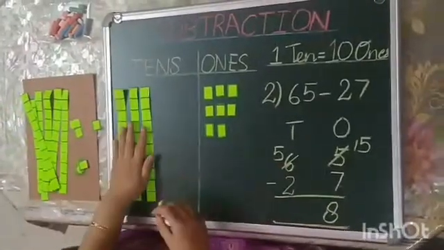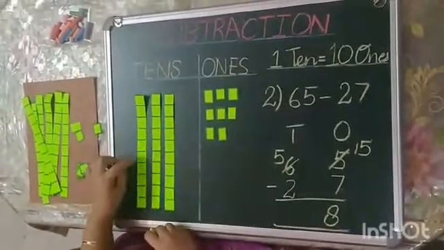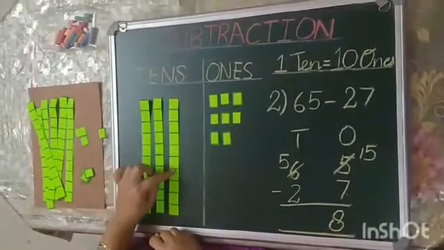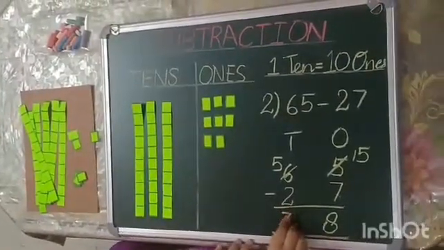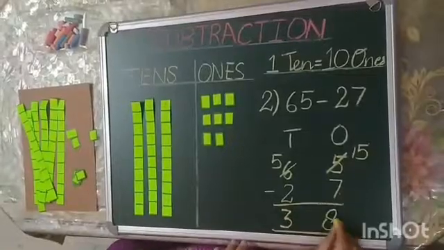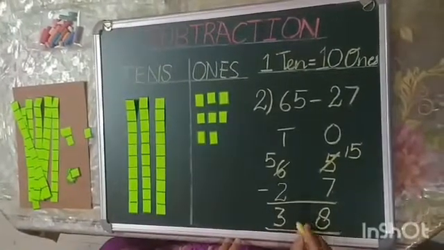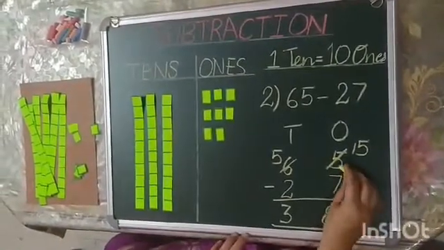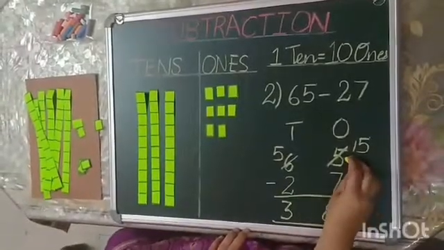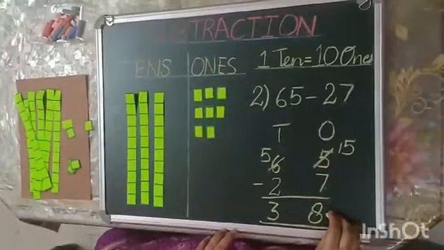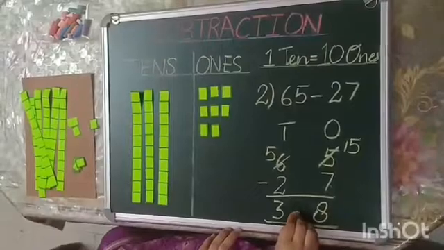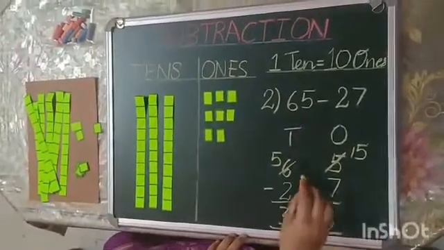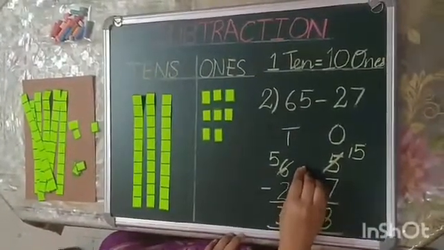After removing 2 tens, how many tens are left? 1 ten, 2 tens, 3 tens. So 3 tens are left here, and this is called the difference. So when we subtract 27 from 65, the answer is 38. That 38 is the difference between 27 and 65.